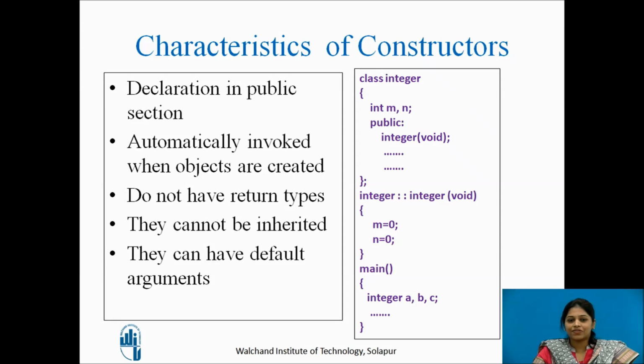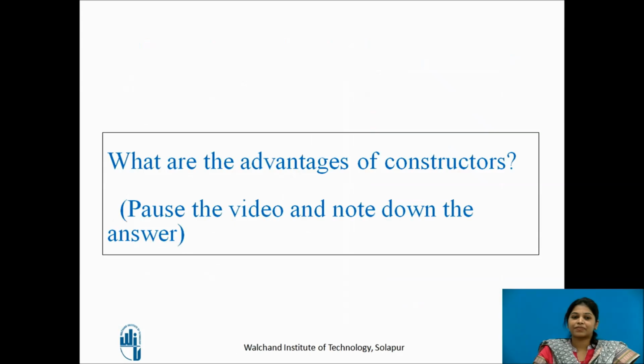The third characteristic is they do not have return types, not even void, and that's why they do not return values. This is shown in the example. Here the constructor integer does not have any return type. The fourth characteristic is they cannot be inherited, though a derived class can call a base class constructor. The fifth characteristic is they can have default arguments.